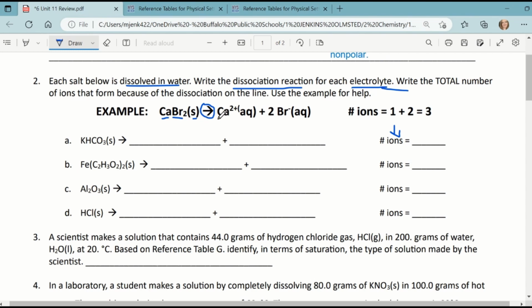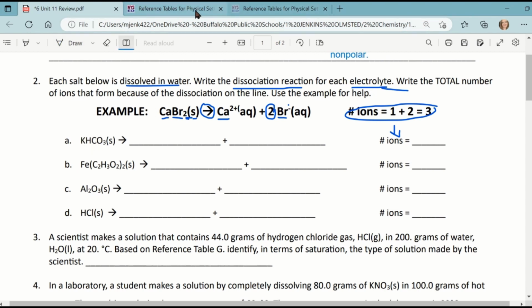It breaks apart into its component ions. Calcium with a 2+ charge and bromide with a -1 charge. Why do I put a coefficient of 2? Because this subscript meant there were 2 of those ions. So I had 1 calcium and 2 bromide, which gives me a total of 3. All right, so let's try this one.